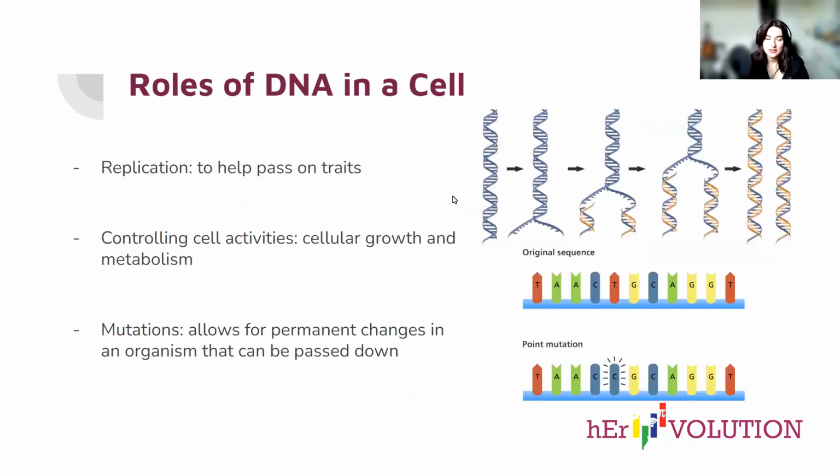So in a cell, DNA can help with replication, so it can help pass on different traits to different people, and it's basically combined through the genes of the parents, so the female and the male that are creating the person. And DNA also helps control cell activity, so the growth and metabolism of the cell, so it can help regulate with the cell checkpoints. And then there's mutations that allow for permanent changes in an organism to be passed down.